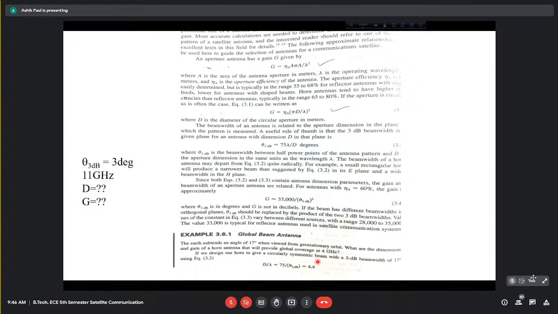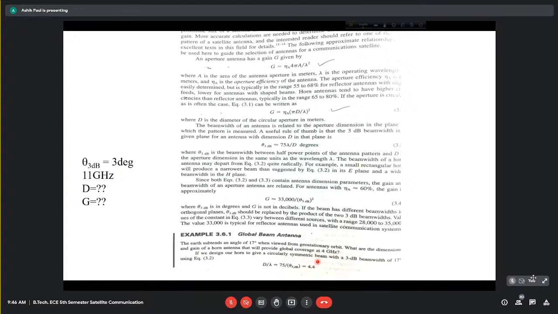Sir, D equals 0.33 meter at 4 gigahertz. Yes, 0.33 meter. That means about 33 centimeters, right? Yes, sir. That means about 1 foot of diameter, right? Yes, sir. So you are saying that if it is a circular dimension, then the diameter will be like 1 foot only. So that will give you an idea that the satellite may be huge in size.